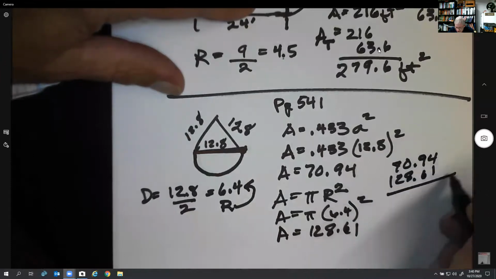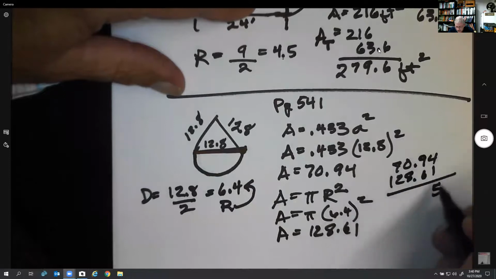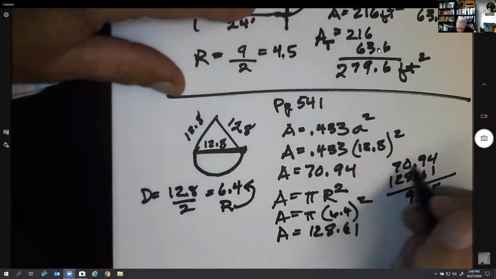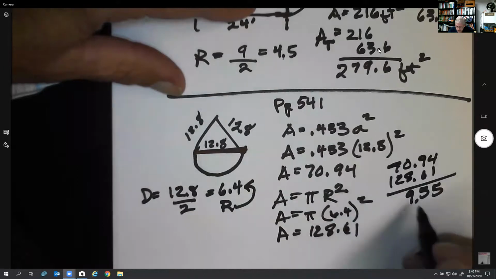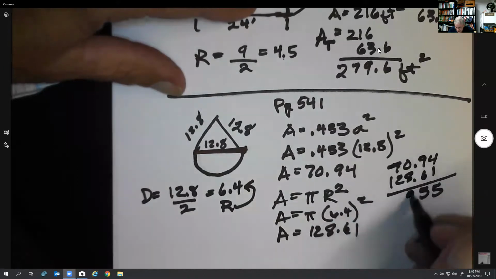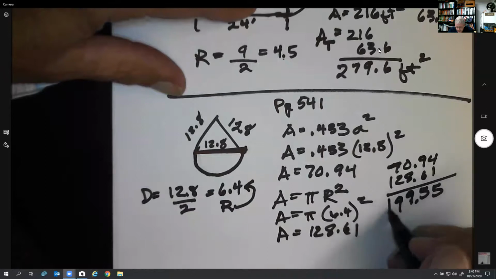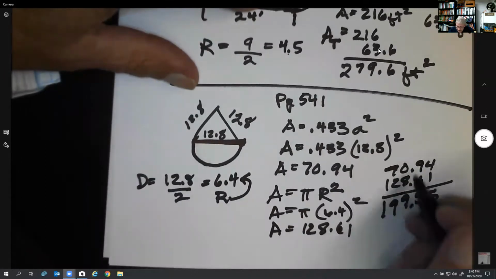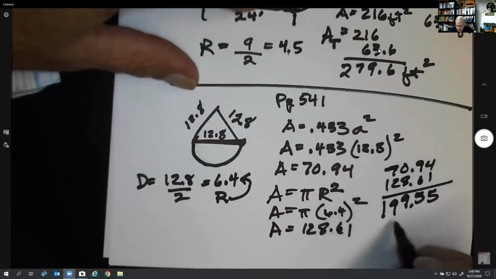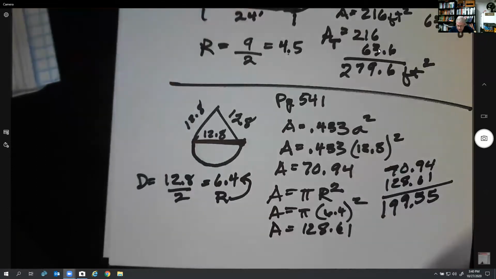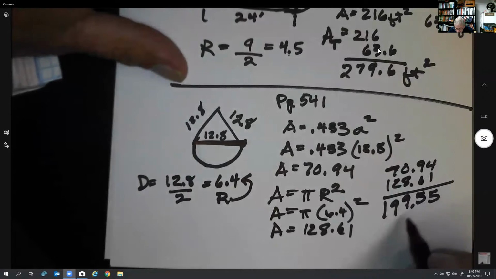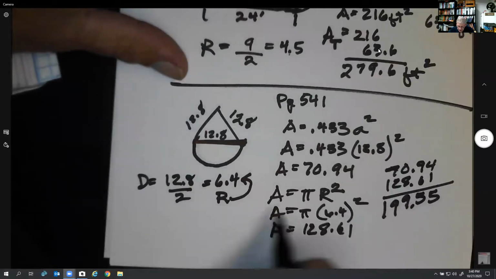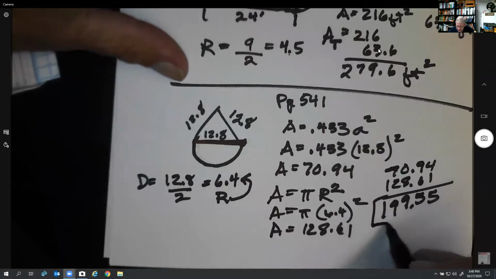So now all we got to do is add those together, 70.94, 128.61, and we should get our answer, 15, 15, 9. Got to be able to read it. This was 9 and nothing carried, so this is 9 and 1. Double check it, 5, 15, 9, 9, 1. So 199.55, almost 200. Just a little tad under 200. And that will be the area of this combined.